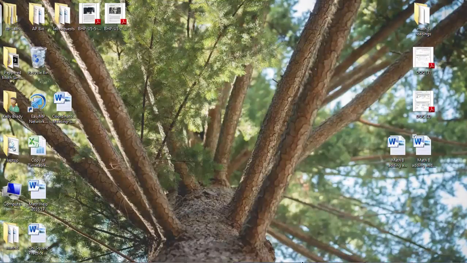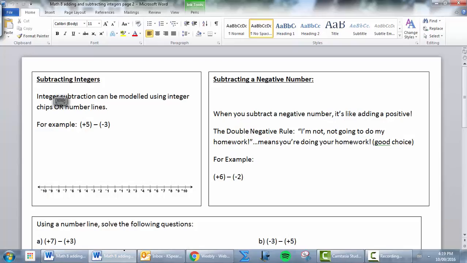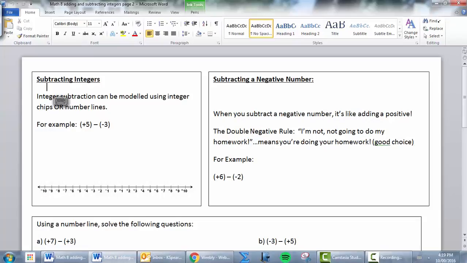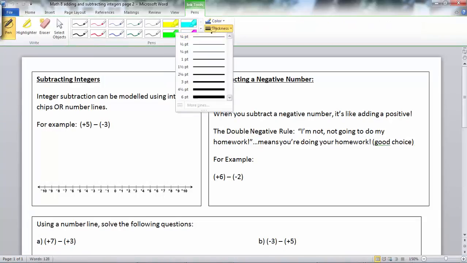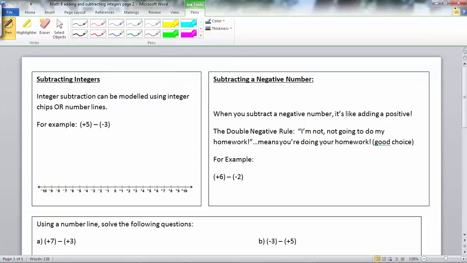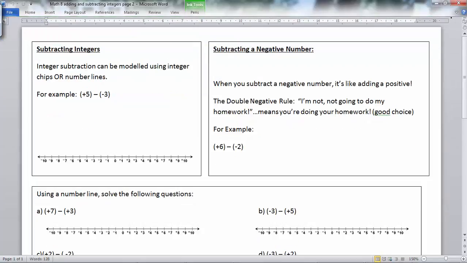All right. Why don't you turn the page over and let's talk about subtraction. Subtraction, in my opinion, is a little bit trickier. I also think integer chips are the best tool here. Although here it says integer subtractions can be modeled using integer chips or number lines. For me, I think it's easier with a number line, but I'll show you both.